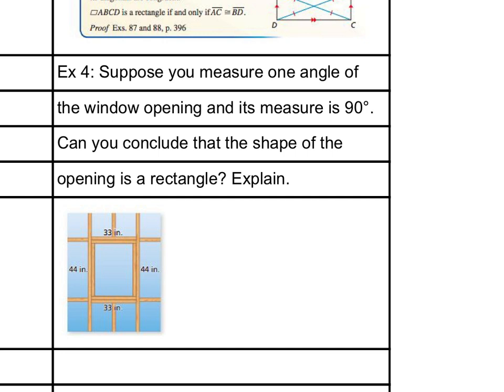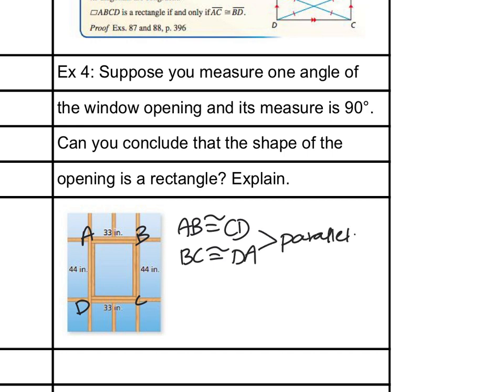So if I name the corners of this, A, B, C, and D, AB is congruent to CD, and BC is congruent to DA, which makes this a parallelogram by definition.